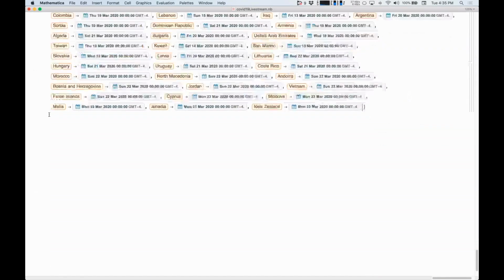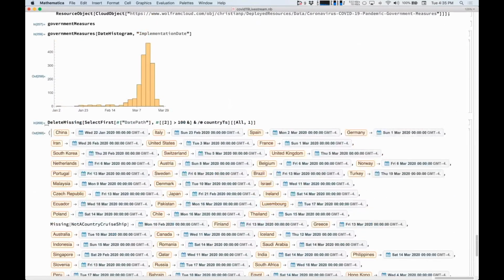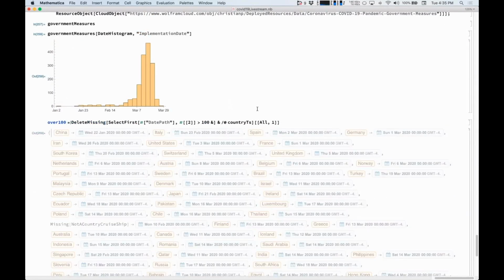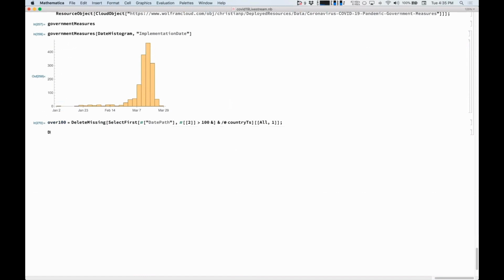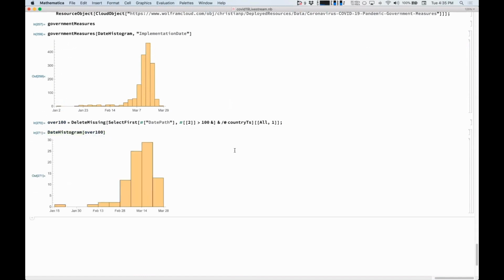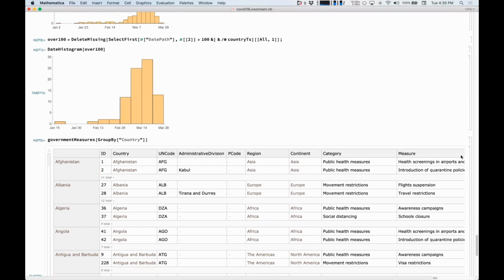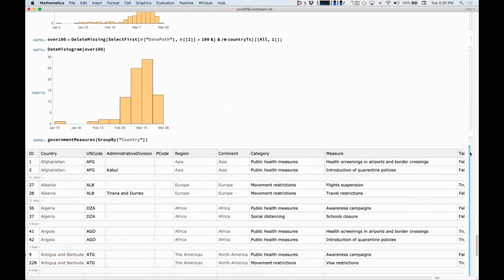Okay, so that says when each country went over 100. Yeah. So first of all, let's just do the date histogram of that. Okay, and now what we want to see is government measures grouped by, I'm just going to totally guess that there's a field called country. Okay, and there is. And then we want to say country, comma.